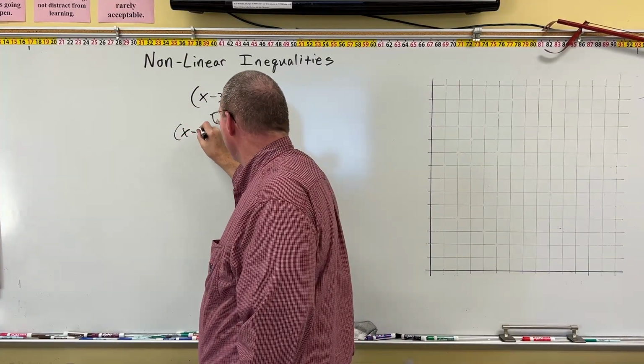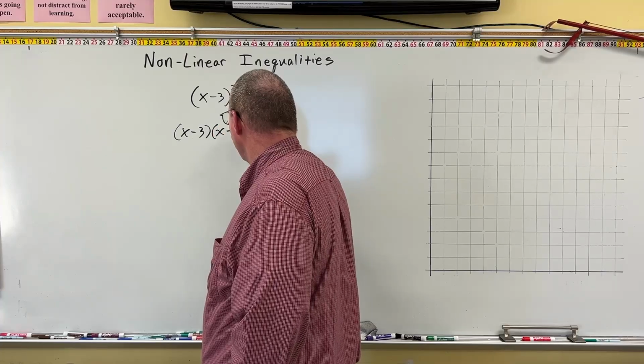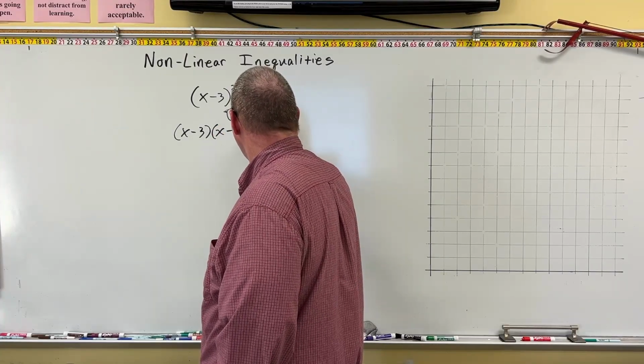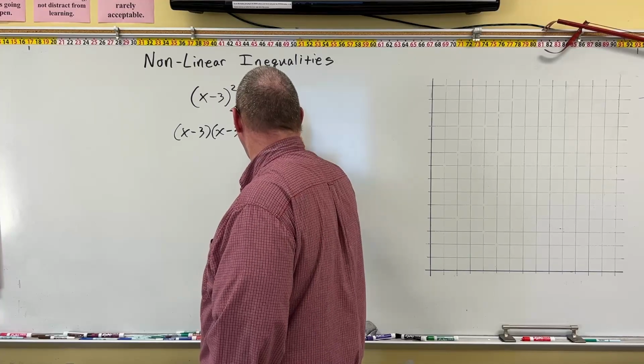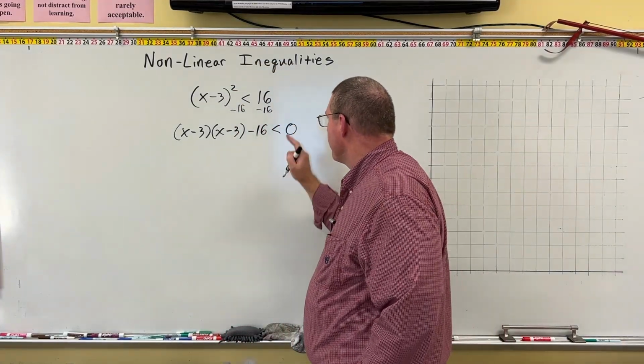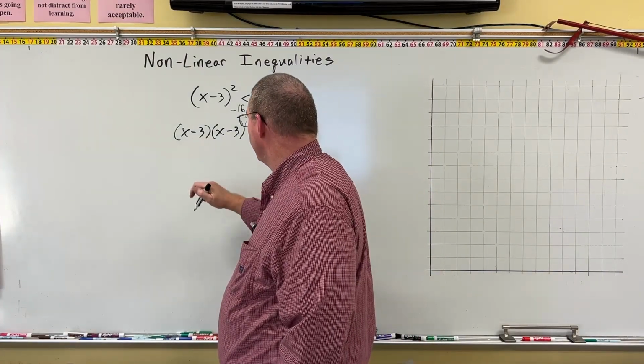So we'll have (x minus 3) times (x minus 3). Then we're going to subtract 16 from both sides. So we'll have minus 16 is less than, and then 16 minus 16 is 0. And so we're almost ready. This side is equal to 0. We just need to distribute here.